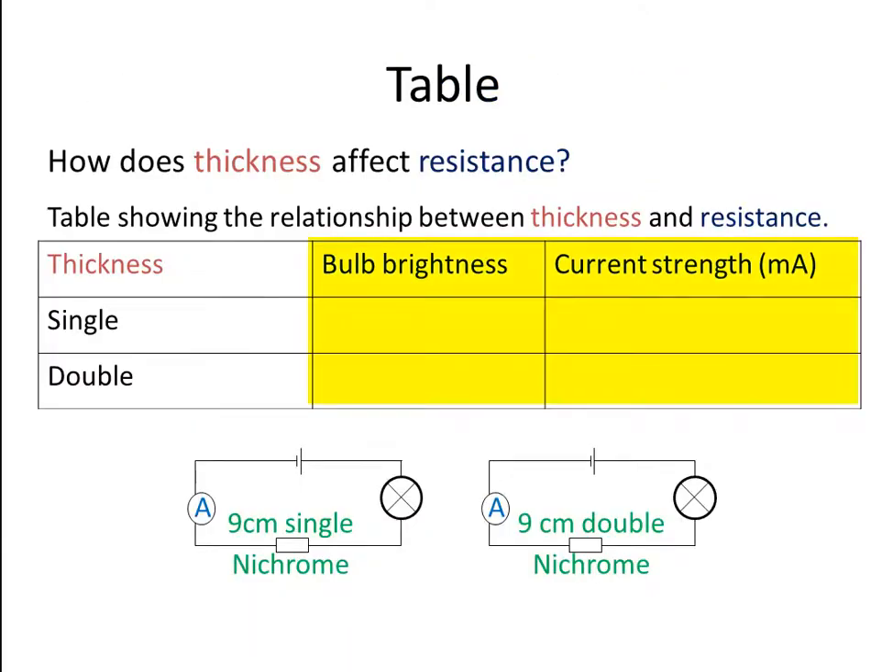So we add another column so that we now have two columns for the dependent variable. Into those two, we put the indicators of the dependent variable, the things which are going to tell us about resistance. Bulb brightness does not have any unit, but current strength does. In this case, we're going to measure current strength in milliamperes. We have two thicknesses, single and double. So now we need to actually collect this data so that we can fill these gaps in our table.